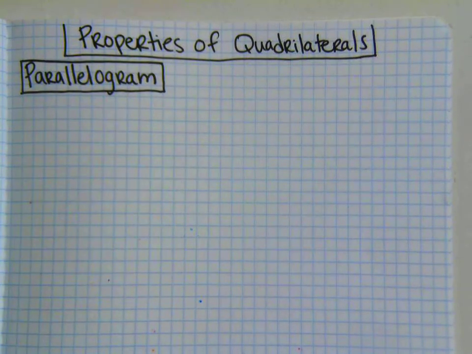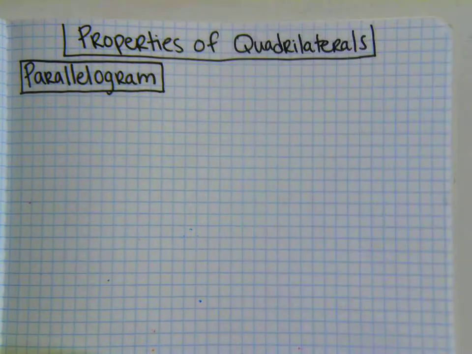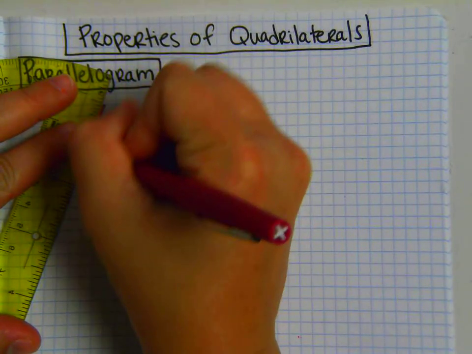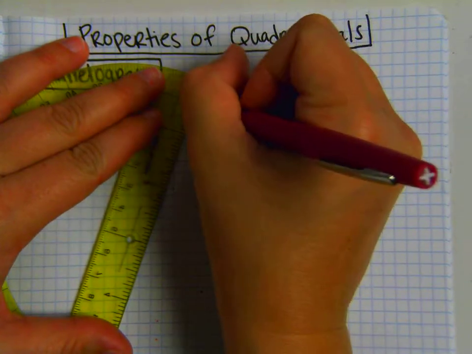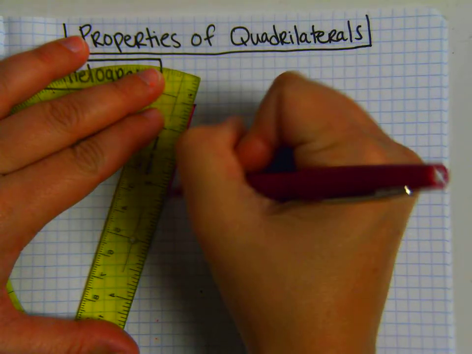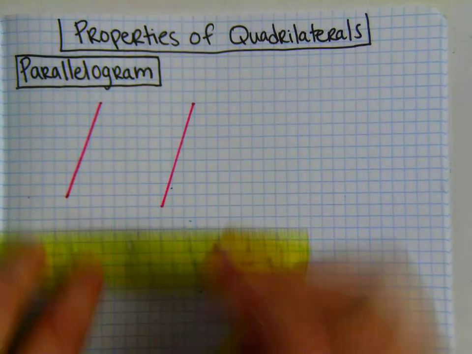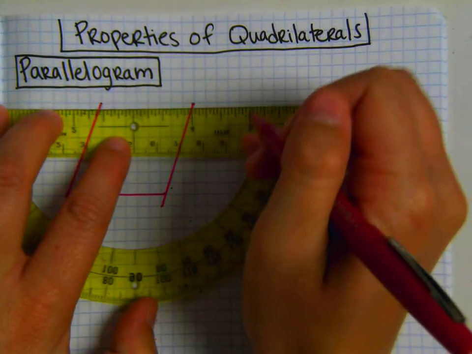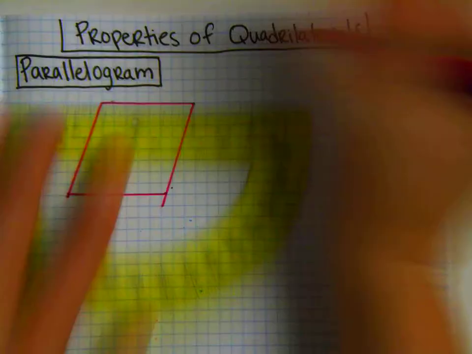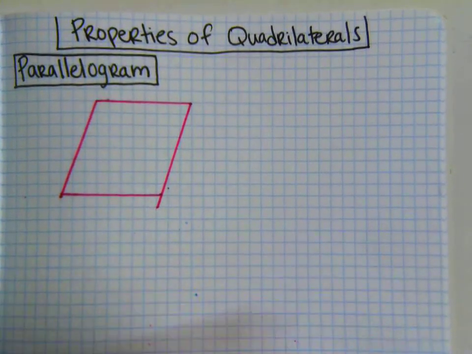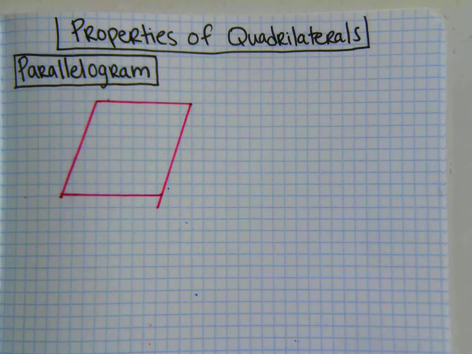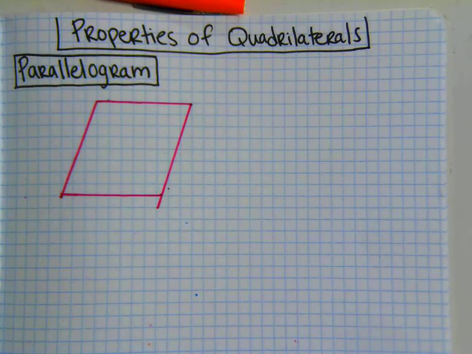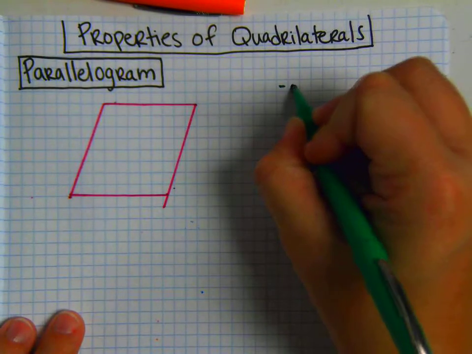Okay, so parallelogram. Let's start by drawing a parallelogram. Okay, there's my parallelogram. Ignore that little piece right there. Now there's certain things on a parallelogram that are true. So we're going to write the properties right next to it and label as we go. So the obvious one is that opposite sides are parallel.